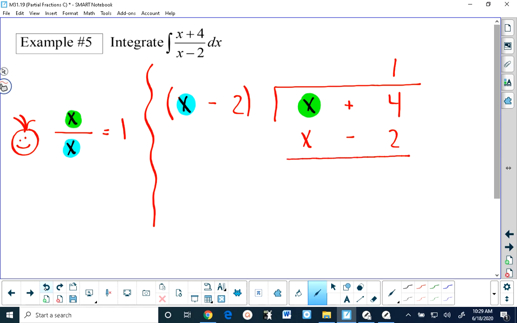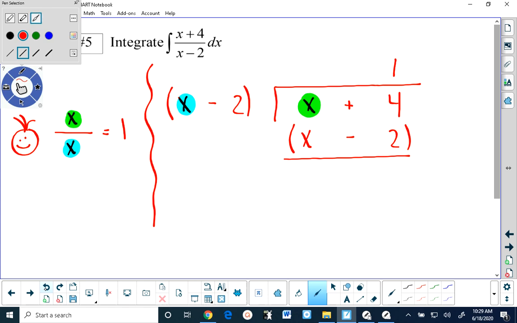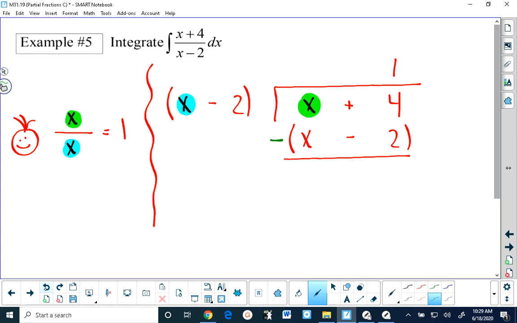That's the second step. The third step is to subtract, and when you subtract the result of the second step, it's very important for you to remember that you subtract the entire result. We're going to have to take x + 4 and subtract from it x - 2.